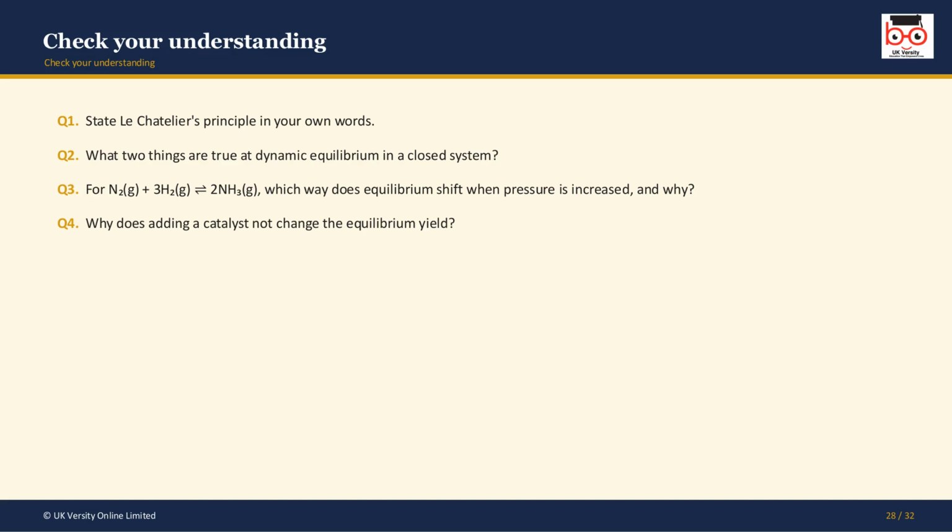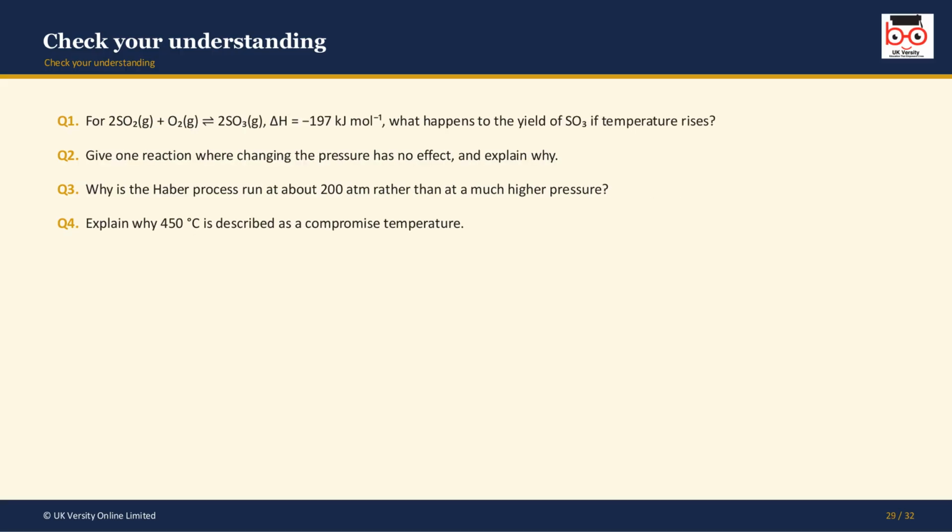Let's pause for some questions. Can you state Le Chatelier's principle in your own words? At dynamic equilibrium in a closed system, what two things are true? For the Haber reaction, which way does the equilibrium shift when pressure is increased, and why? And why does adding a catalyst not change the equilibrium yield? Have a think.